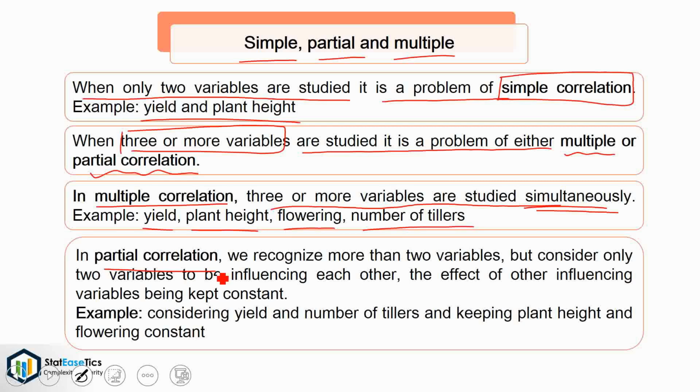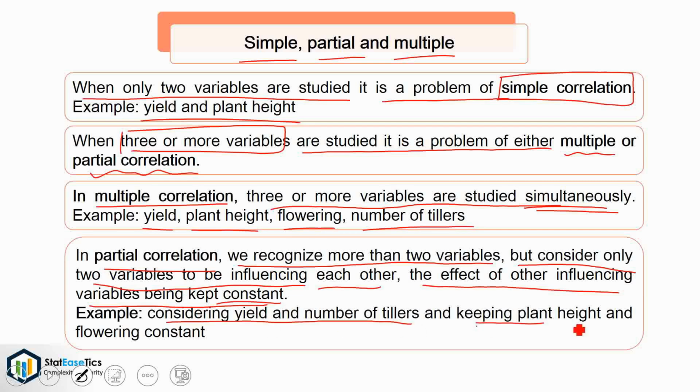Whereas in partial correlation, we recognize more than two variables but consider only two variables to be influencing each other, the effect of other influencing variables being kept constant. For example, considering yield and number of tillers and keeping plant height and flowering constant.